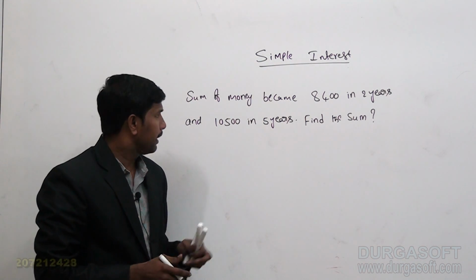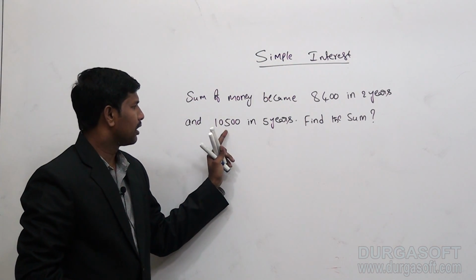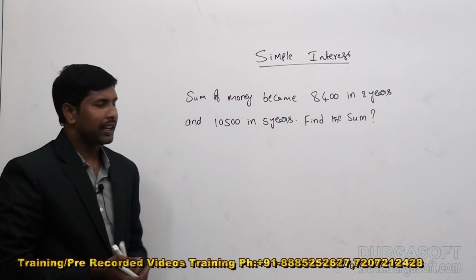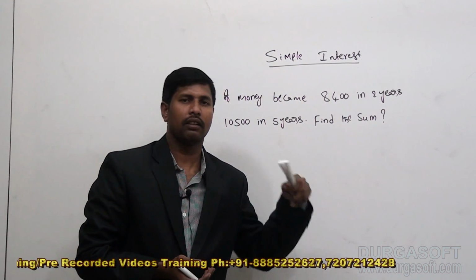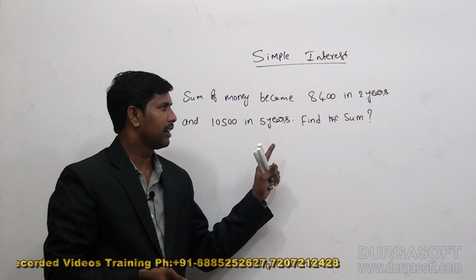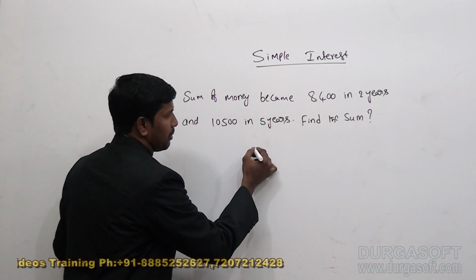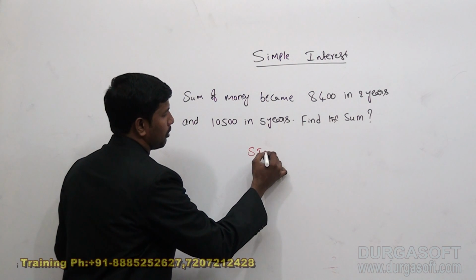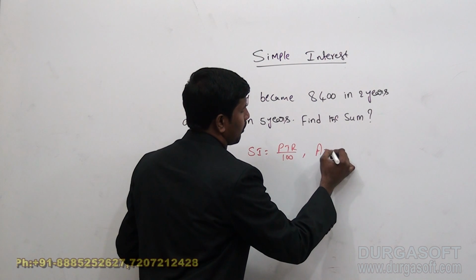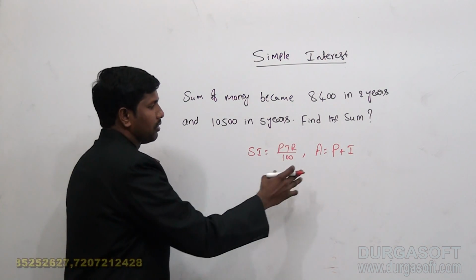The question is simply a sum of money became 8,400 in 2 years and 10,500 in 5 years. We want the sum. Now we can calculate this by using the formula or the other way also. Let me explain how we can calculate the answer by taking the formula. You know the formula as simple interest is equal to PTR by 100, and the other formula is amount is equal to principal amount plus interest or simple interest. So you can use this formula.